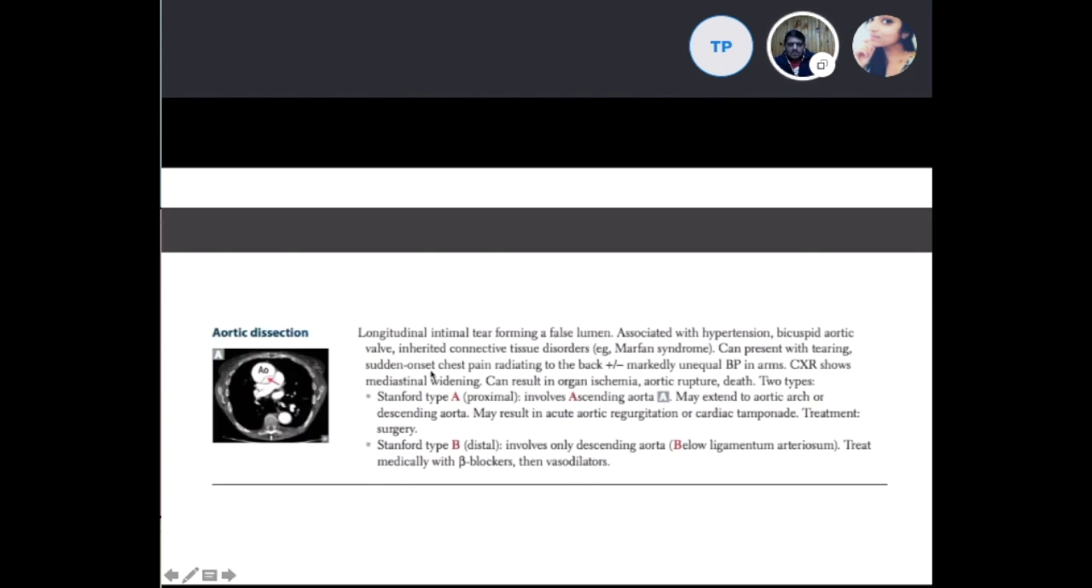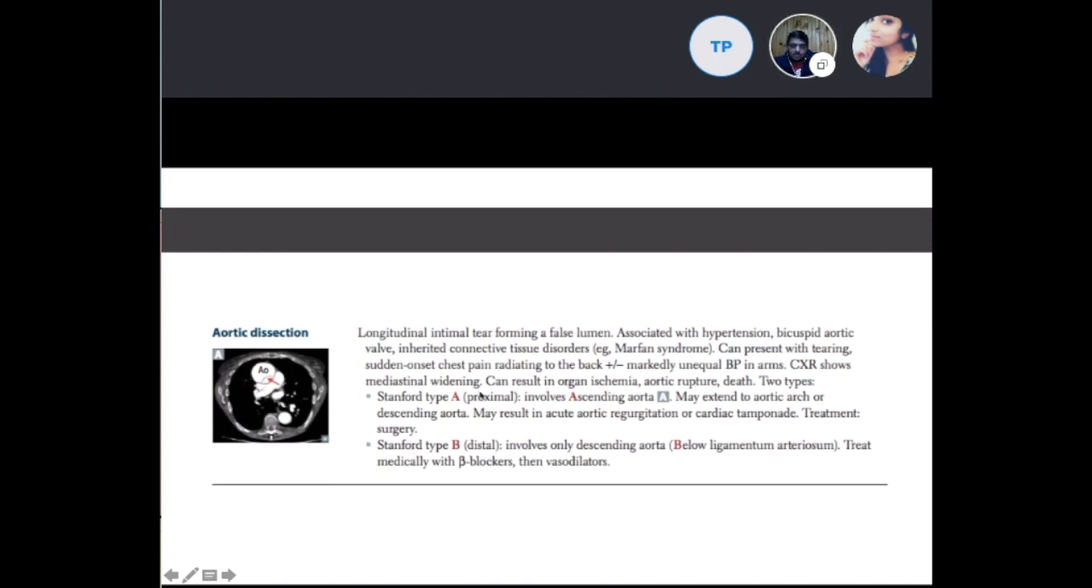From First Aid, it's a longitudinal tear forming a false lumen, and it's associated with hypertension, bicuspid aortic valve, or connective tissue disorders such as Marfan. It's basically a sudden onset chest pain that radiates to the back, with marked unequal blood pressures in the arms. You'll see mediastinal widening, and it can cause organ ischemia, aortic rupture, or death.